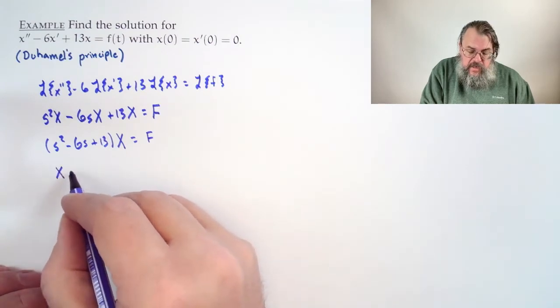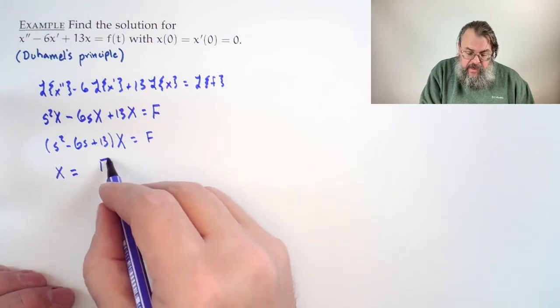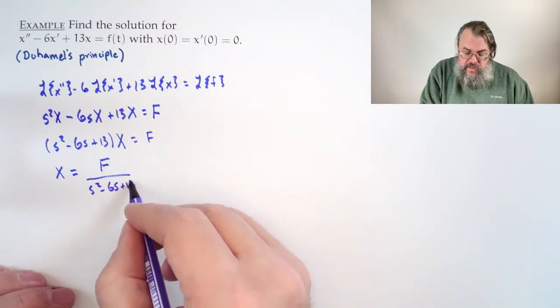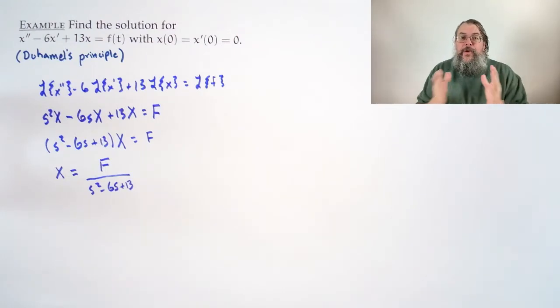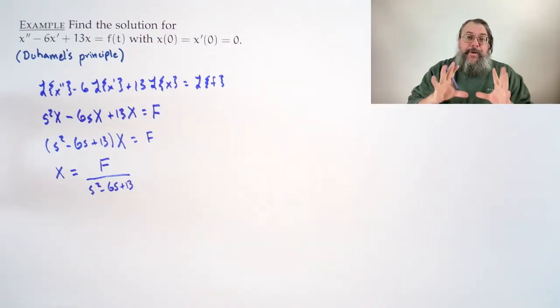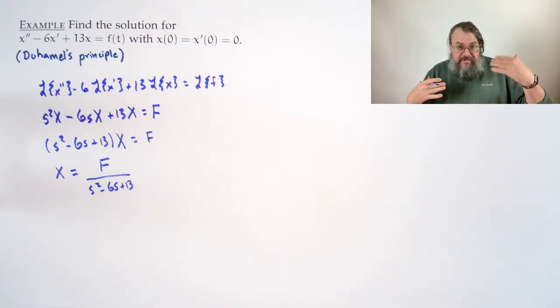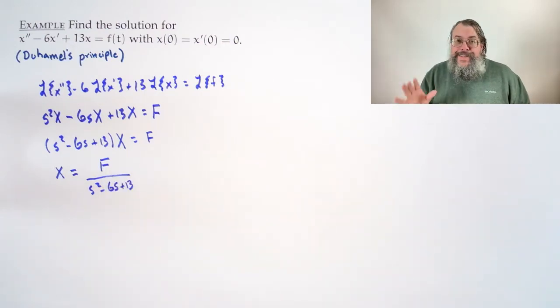And now we say, aha, here's the answer. Capital X is equal to F over s squared minus 6s plus 13. Okay, now, are we done? No. Why? Well, this is a capital X. So in other words, we've now solved for the Laplace transform. We want to get to just little x. So we somehow have to take the inverse Laplace transform. And there's challenges because we have no idea what f is. But, why let details stand in the way? What are some things we can do?